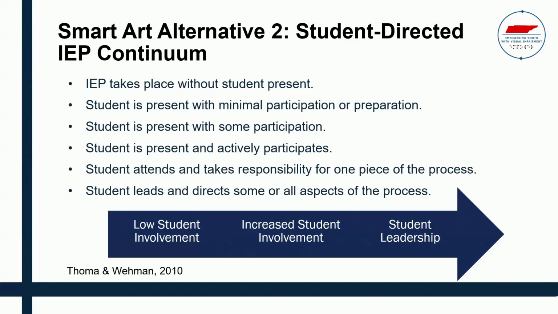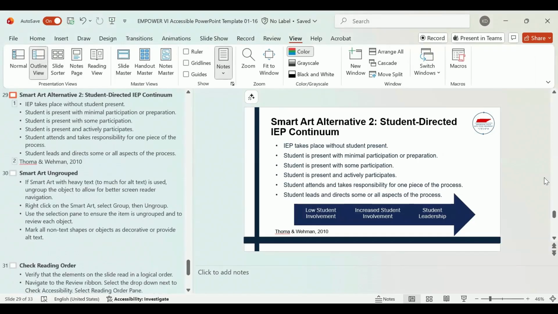This SmartArt illustration will not show up in outline view, but it serves to complement content which is already available on this slide. Let's take a closer look. I can see that all of my bulleted information, which is conveying the student-directed IEP continuum, does appear on the outline view. The SmartArt that I included does not appear on the outline view, but it serves just to complement the information I've already provided in an accessible format on the outline view.